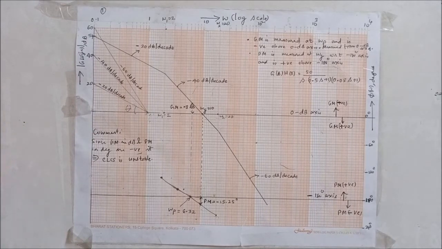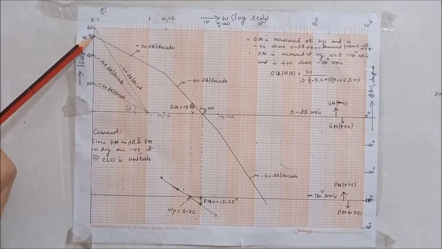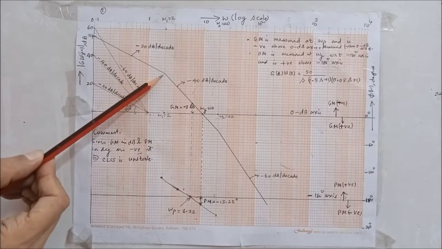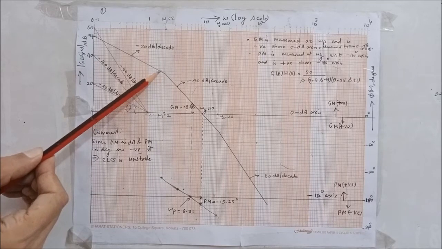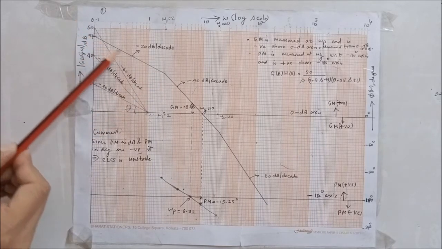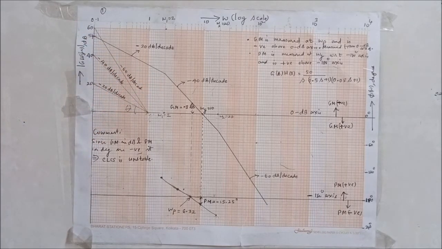Next, I go to the table. In the magnitude diagram table, please refer to what I did on the board. When omega is equal to 0.1, it is 54 dB. Therefore, the magnitude diagram will start at 54 dB. Between omega equal to 0.1 and omega 1, you should draw a line of slope equal to minus 20 decibels per decade.